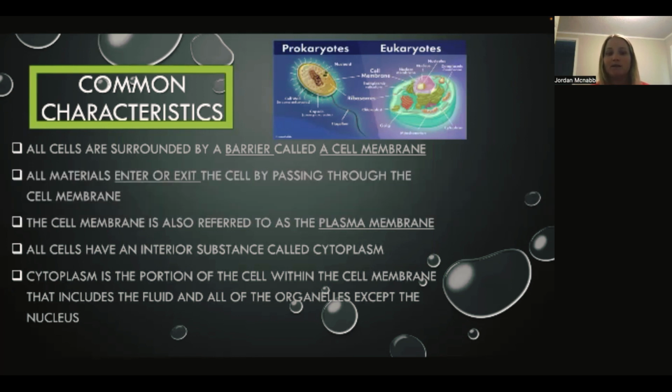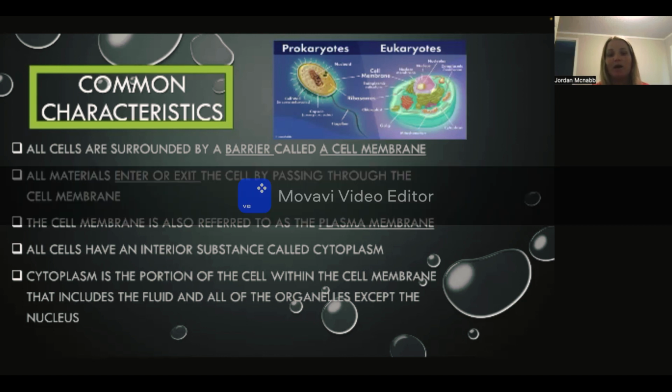All cells have an interior substance called the cytoplasm. Cytoplasm is the portion of the cell within the cell membrane that includes the fluid and all of the organelles except the nucleus. You can also see the cytoplasm in the image there.